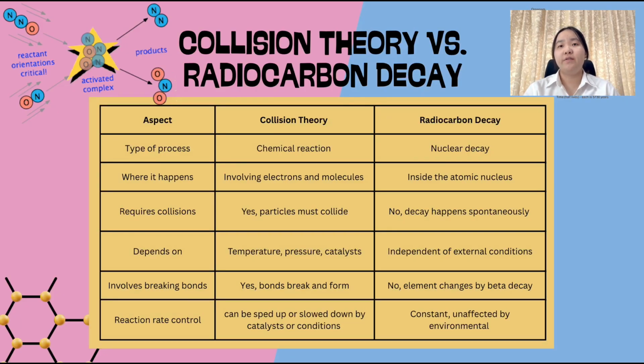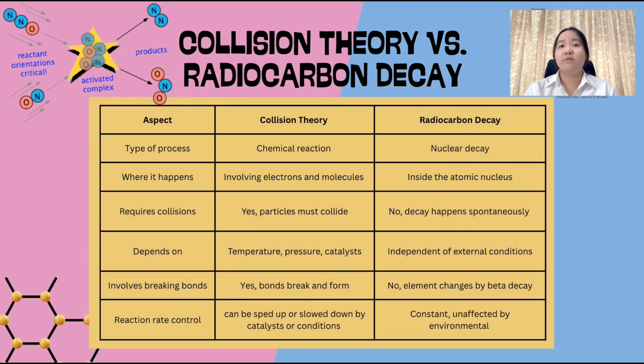Let's compare collision theory and radiocarbon decay to understand why they are different processes. Collision theory explains how chemical reactions happen. For a reaction to occur, particles must collide with enough energy, called activation energy, and in the correct orientation to break or form bonds. Things like temperature, pressure, and catalysts affect how often and how effectively these collisions happen, so they can speed up or slow down the reaction.